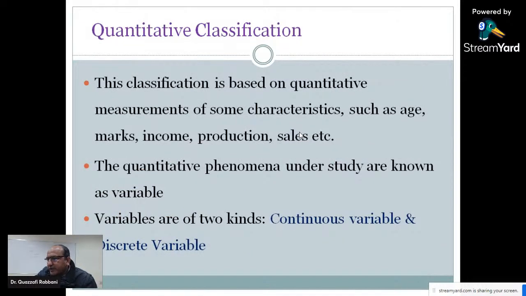Now the next classification is quantitative, and we know that quantitative is the measurable data. For example, age, marks, income, production, sales. These quantitative phenomena under study are known as variables. So we already know the continuous variable and discrete variable. Individual values are discrete, and a variable given in a range is known as continuous.